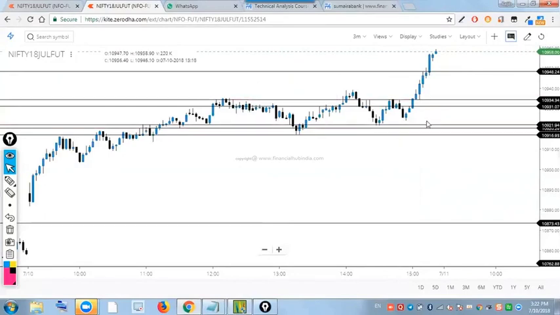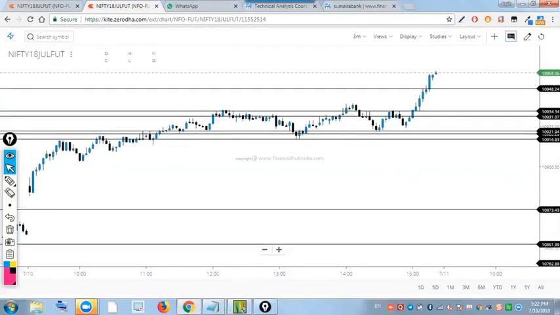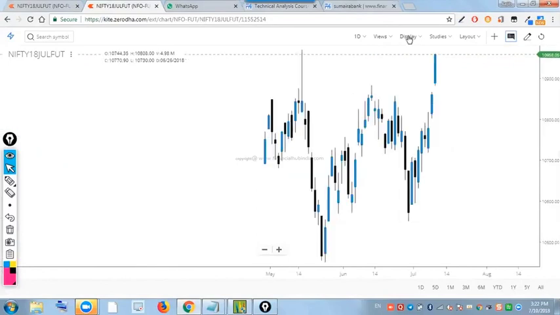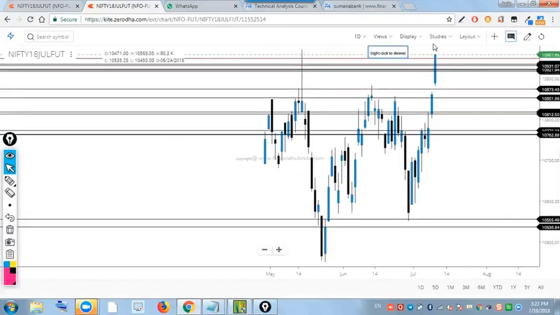Market should open gap up tomorrow, even higher, hopefully. We can use a trade of that kind. So from here, if you go to daily, this is the next layer coming in, right?